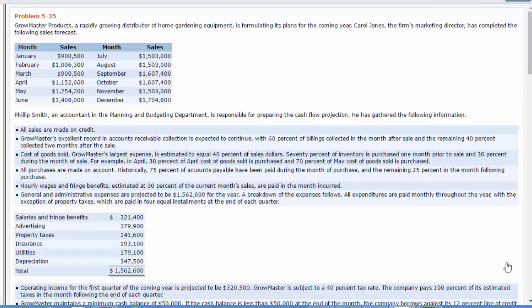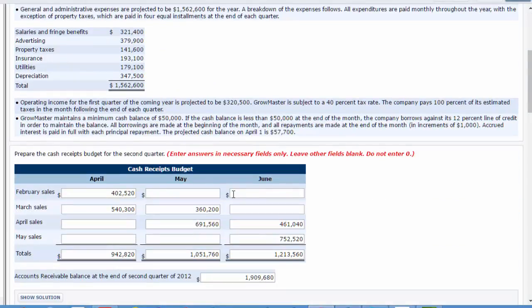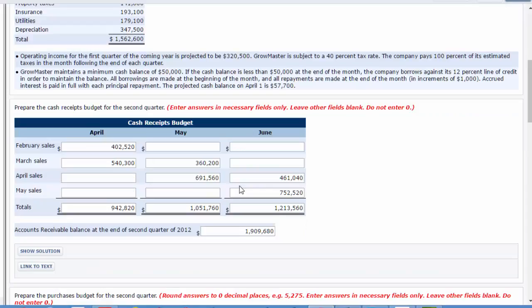So we have a lot of information related to Grow Master. We have sales, we have some narrative related to expenses as well as cash collection. We have specific expenses. By the way, these expenses are annual expenses, and please keep in mind that depreciation is a non-cash event. As we're going forward, we first want to identify our cash receipts. Our cash receipts are coming from sales, and we will go through that.